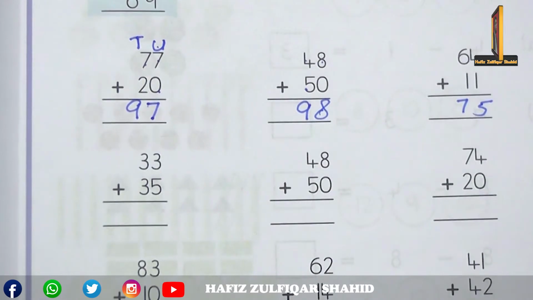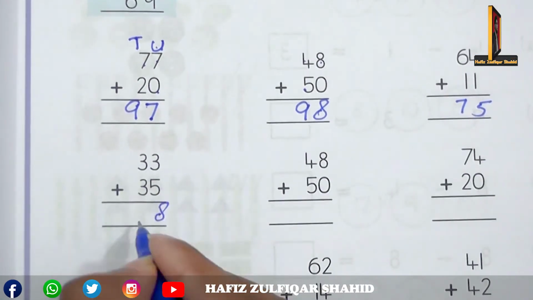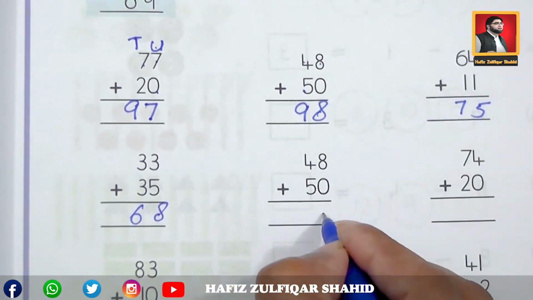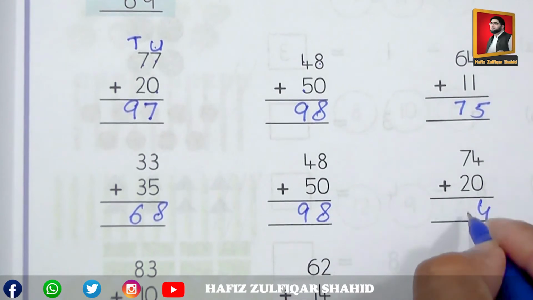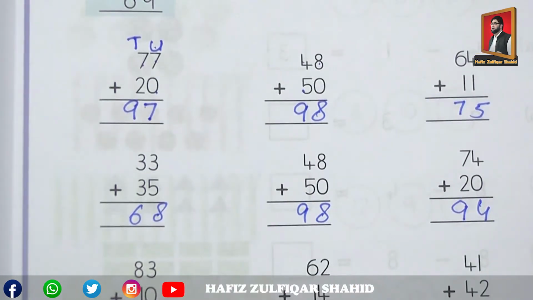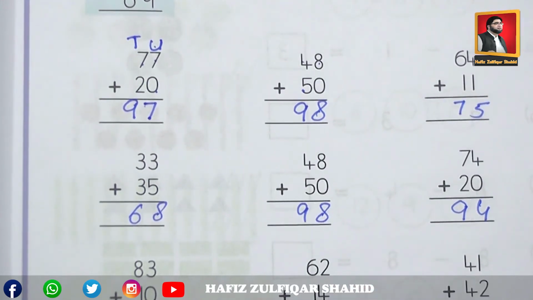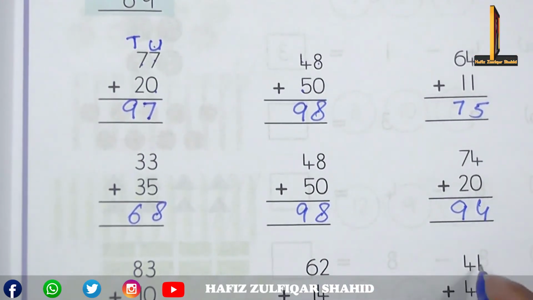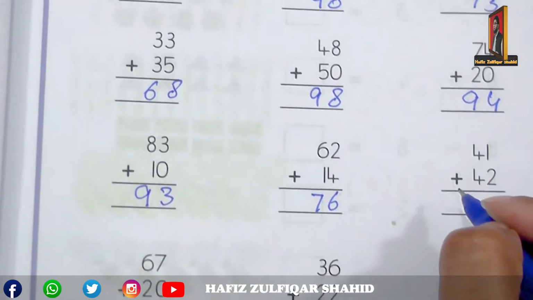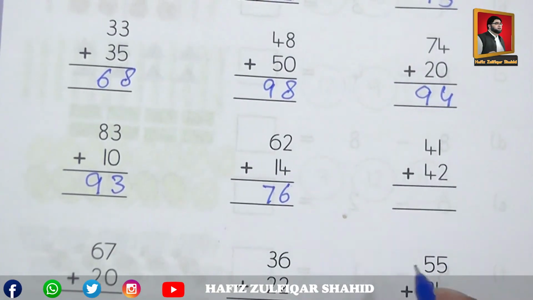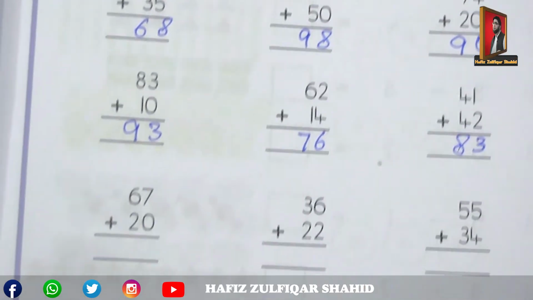With the same process, we will solve the rest of exercise. 5 and 3, 8. 3 and 3, 6. 8, 9. 4, 9. 3, 8, 1, 9. 2 and 4, 6. 6 and 1, 7. 1 and 2. 1 and 2, 3. 4 and 4, 8.